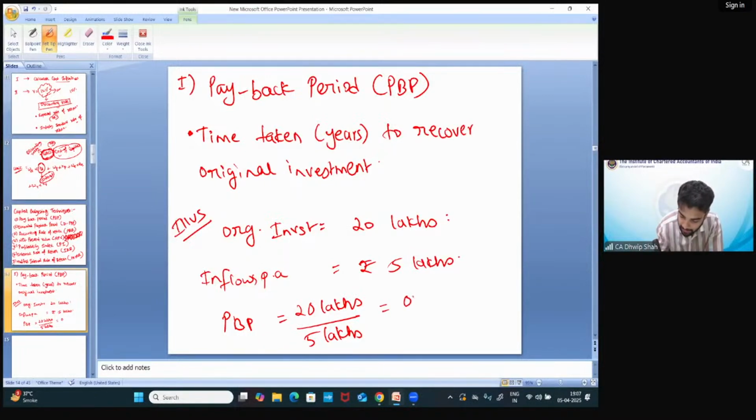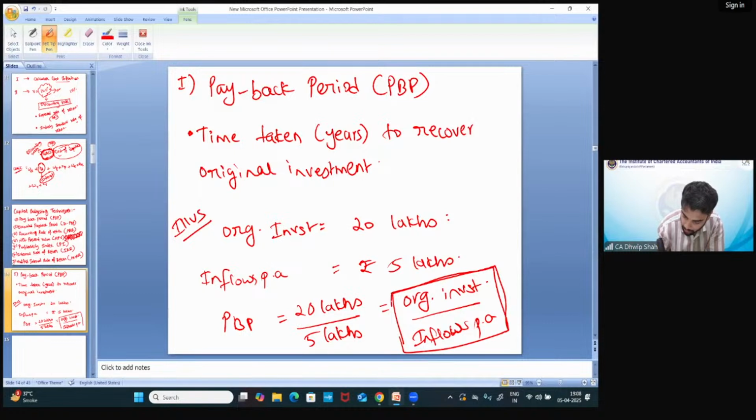So the formula of payback period is nothing but original investment divided by inflows per annum. This is the formula. I told you FM is all about formulas and formats, but the formulas are very logical. You don't need to rectify that. बातों बातों में हमने पेबैक पीरियड की फॉर्मूला सीख ली. The formula of payback period is original investment divided by inflows per annum. Correct? Understood? Any queries till here? Bolo. Any doubts? Any concerns?